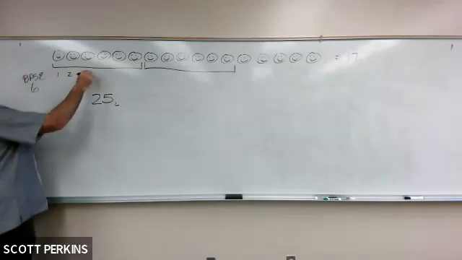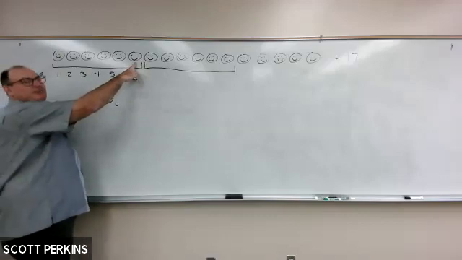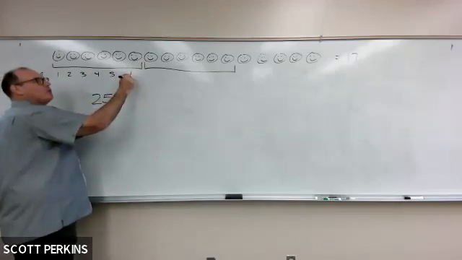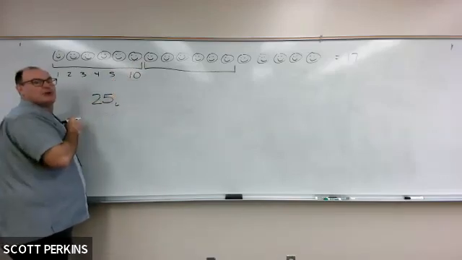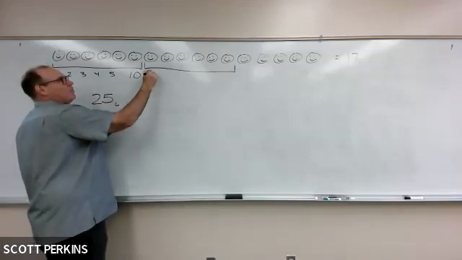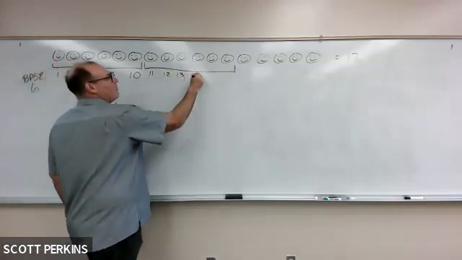So we've got 1, 2, 3, 4, 5. Then this is my full group of 6. So that would be 1 full group of 6 and 0 left over. And then 1, 1, 1, 2, 1, 3, 1, 4, 1, 5.